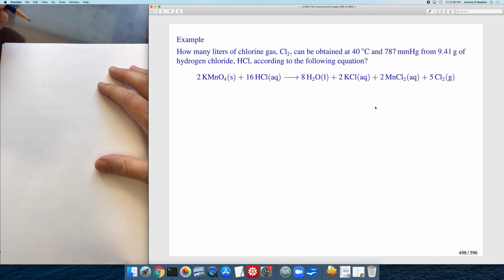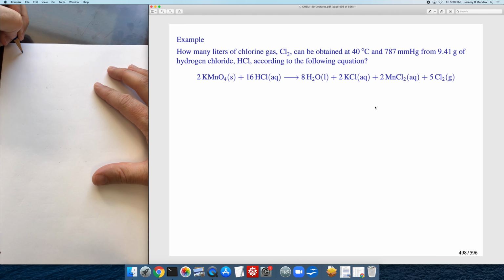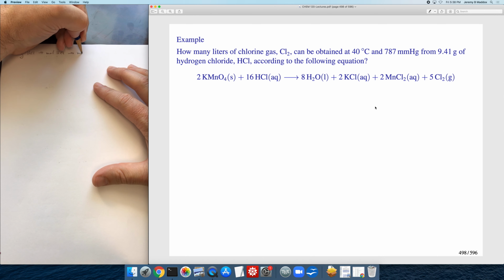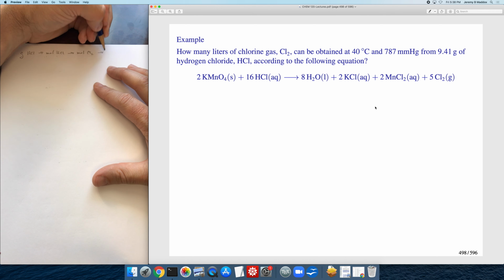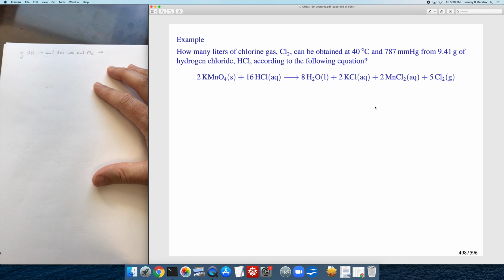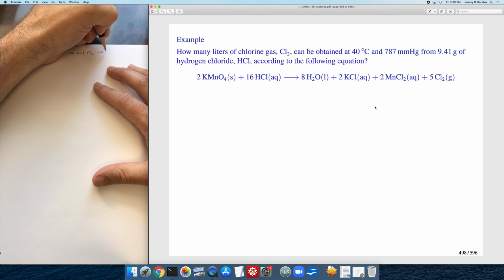This is the conversion strategy that we need to follow. We're going to go from grams of hydrogen chloride to moles of hydrogen chloride. Then we can use the stoichiometric coefficients to go to moles of chlorine, and then we'll convert the moles of chlorine using the ideal gas law to liters of chlorine.